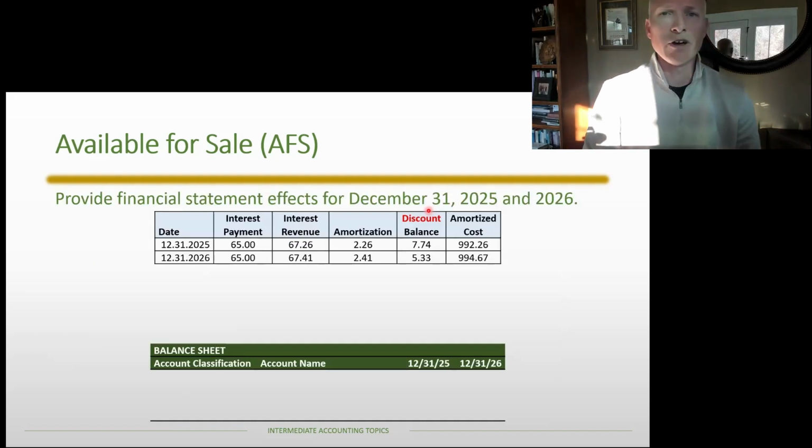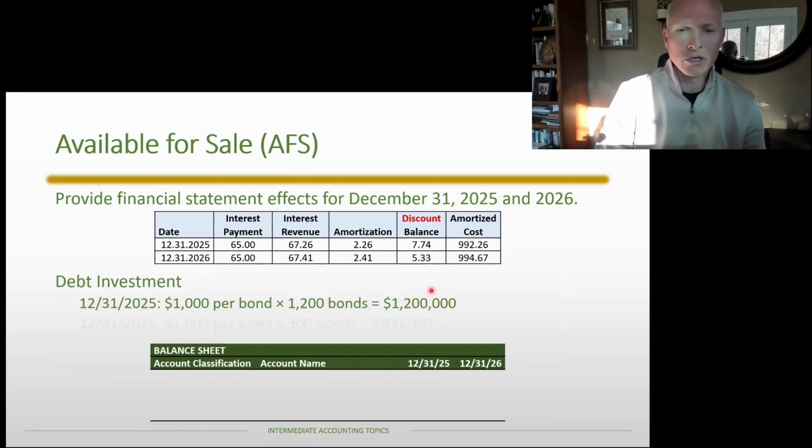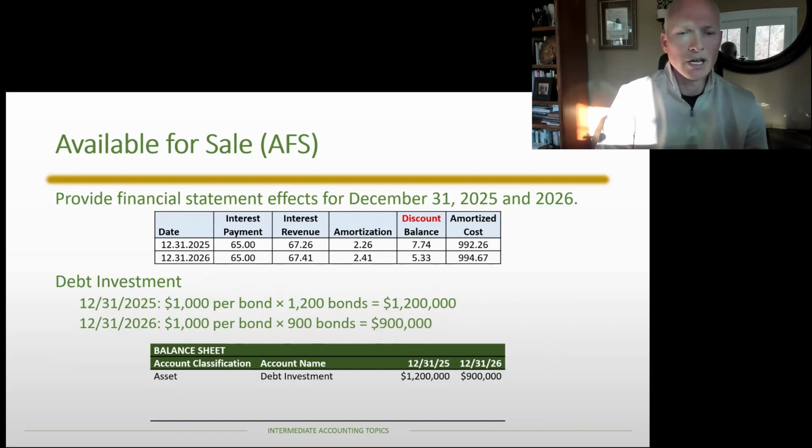And then we look at the financial statement effects. Again, the goal here is that we're just tracking things along. We're trying to figure out how these things end up on our financial statements. When we think about the balance sheet, a little more going on compared to trading securities, but just like held to maturity, just like trading, we're still going to report that debt investment at the par value or at the face amount. And so on 12/31, we had 1,200 bonds, and so that balance is going to be 1.2 million. And then on 12/31/2026, we're down to 900 bonds, and so the total face amount is 900,000 instead of 1.2 million. Again, that's what we report on the debt investment account.